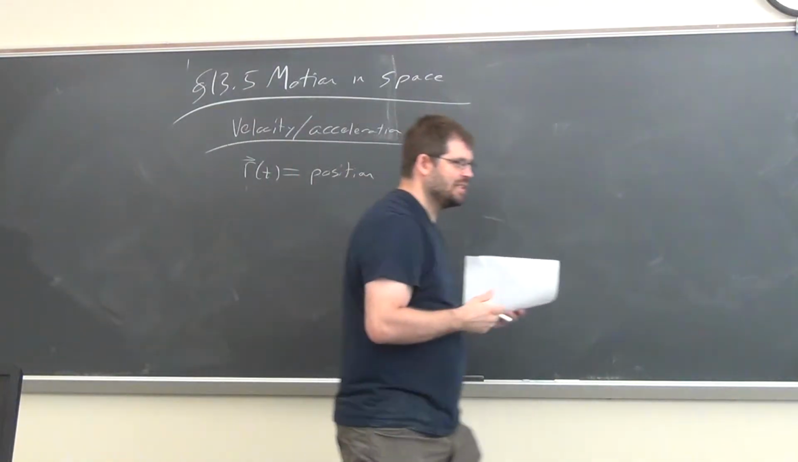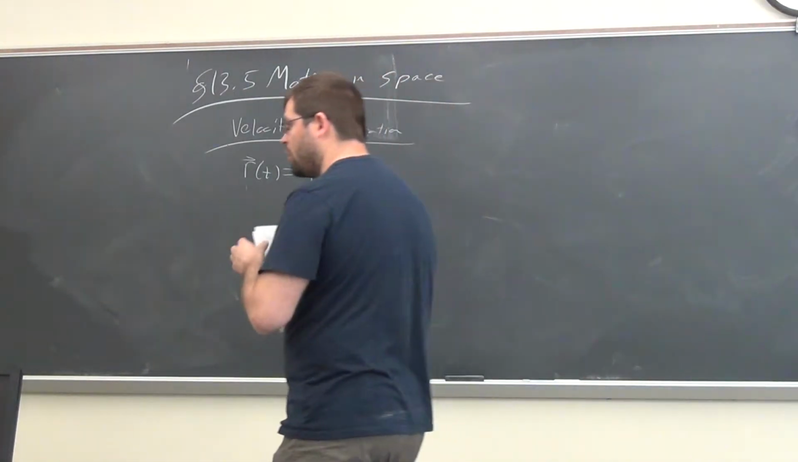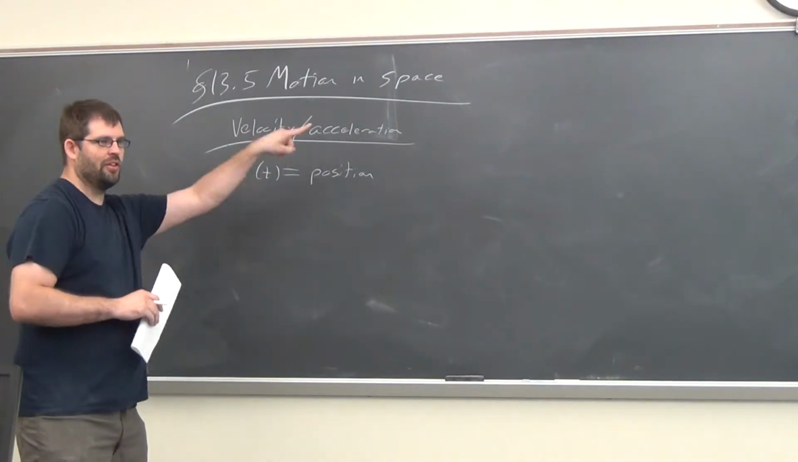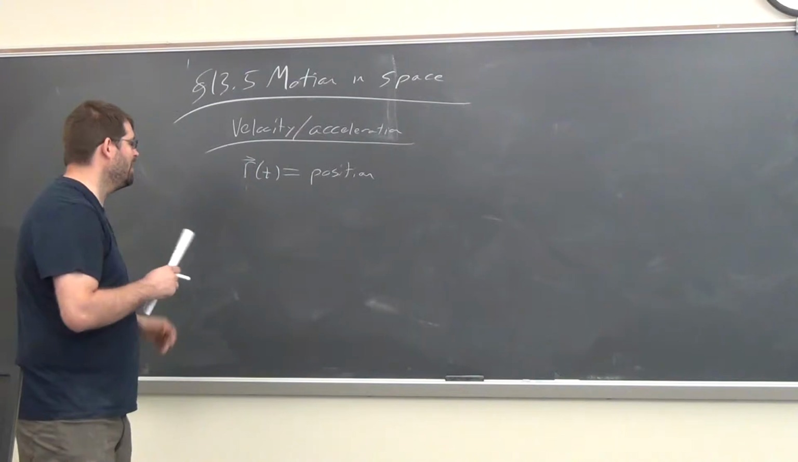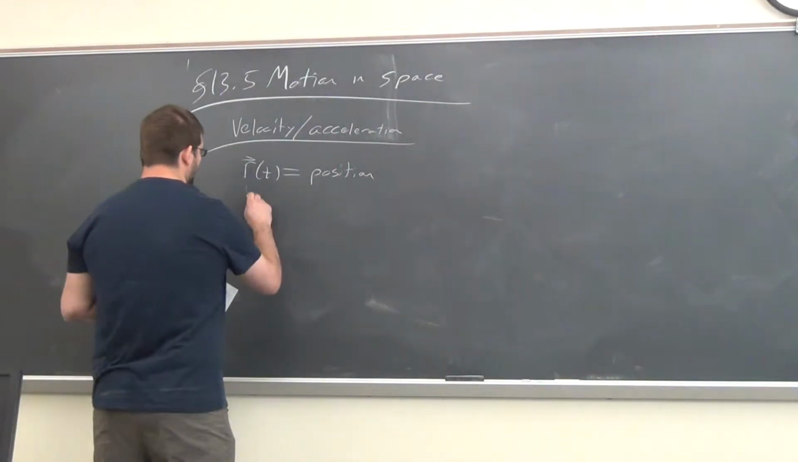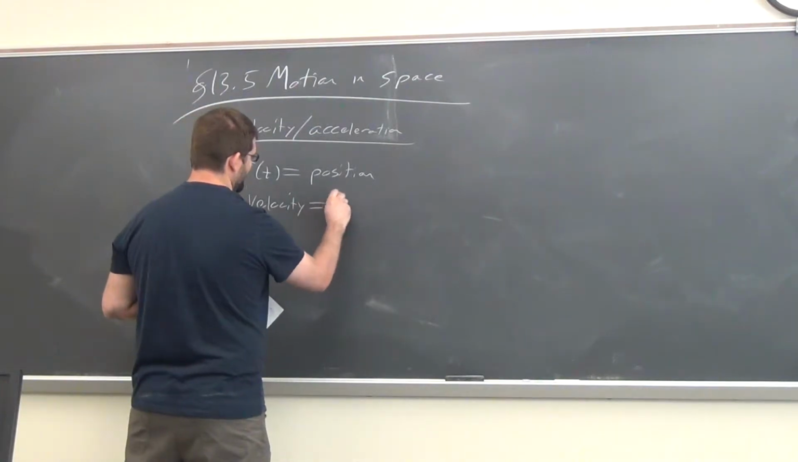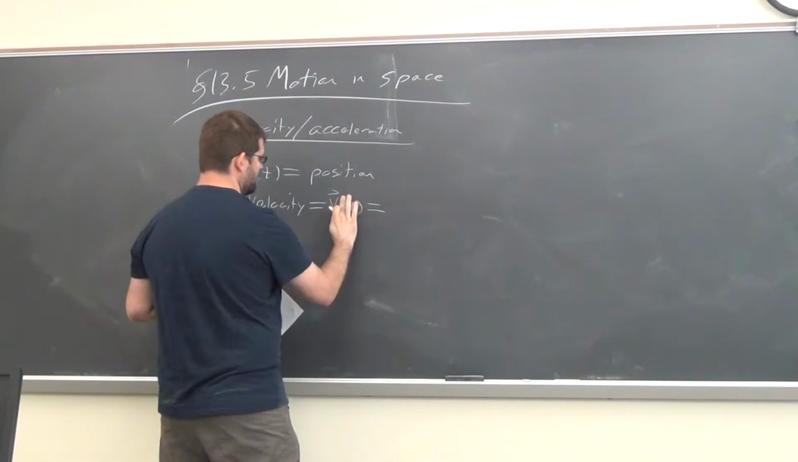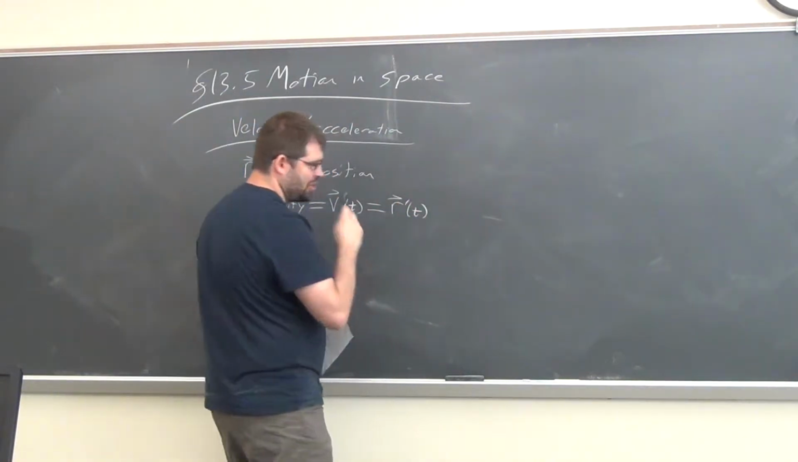Okay, so we're doing the same setup. We assume we have some function that represents position. Okay, so r of t. Now this is a vector valued function, so either in the plane or in three-dimensional space, and it's just giving you the position of some particle at a given time. Then velocity is just your derivative. Is just the derivative of your position.